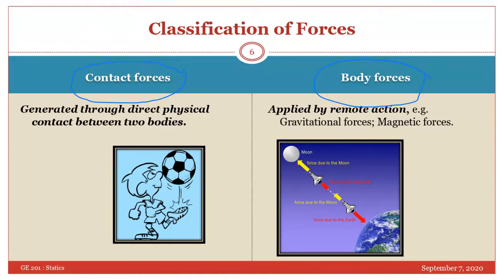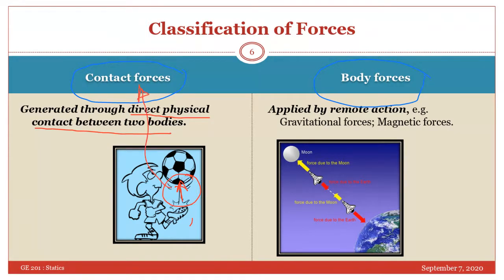Contact forces are generated through direct physical contact between two bodies. Like this is my one hand, this is another hand. So this force is a contact force because here one body is physically touching the other body to apply the force. Same thing in this picture, this boy is physically touching the football and applying the force. So this force is a contact force.